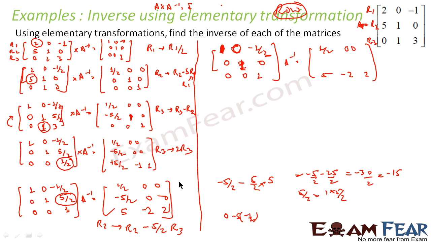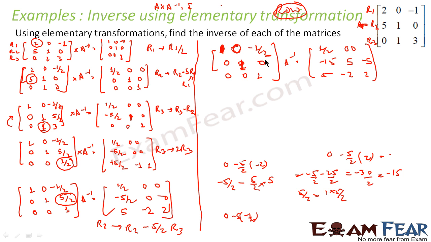Correct? How I got? See, this current value is minus 5 by 2. This has to be this minus 5 by 2 into this. So that is minus 15. This guy is minus 1. This guy is 0 minus 5 by 2 into this. That is 0 minus 5 by 2 into minus 2. So this becomes, I think, 5. Here also this becomes 0 minus 5 by 2 into, this is 2 here. So this becomes minus 5. So this guy here is minus 5.